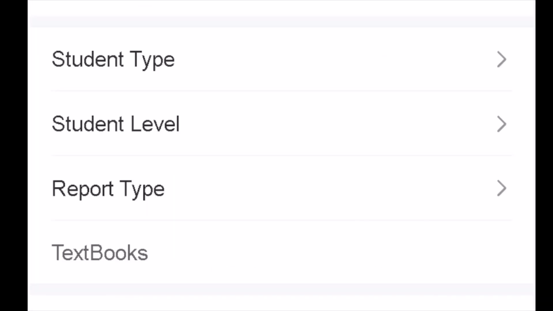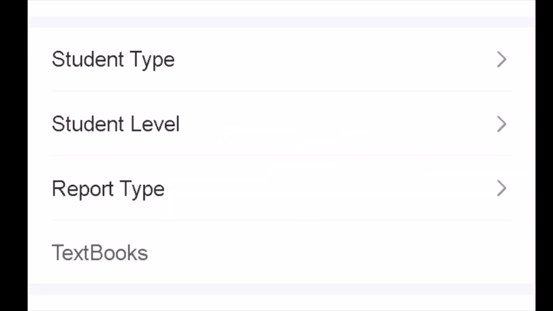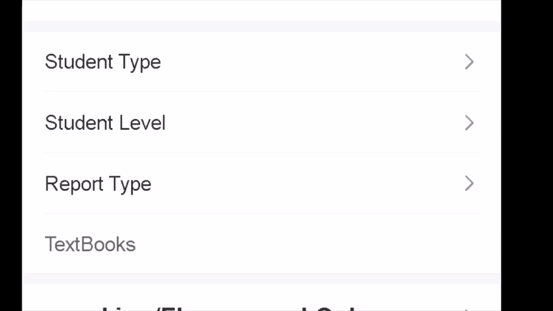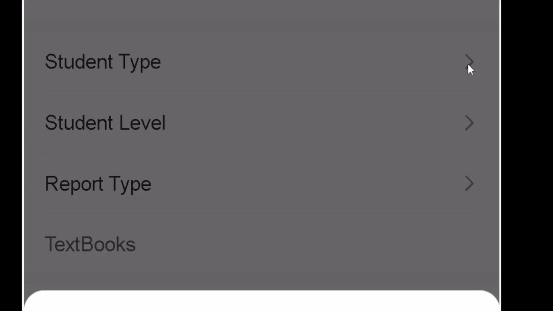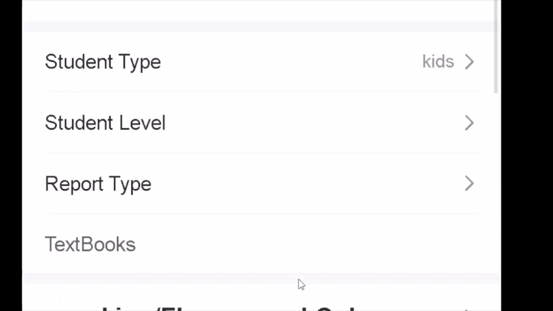Now, let's go on to the reporting. How you do the reporting on our portal. This is the reporting details on our portal. So we have the student type, we have the student level, we have the report type, and then we have the textbooks. In making the report for CAT classes, you still need, of course, to do this student type here. So definitely that would be kids.